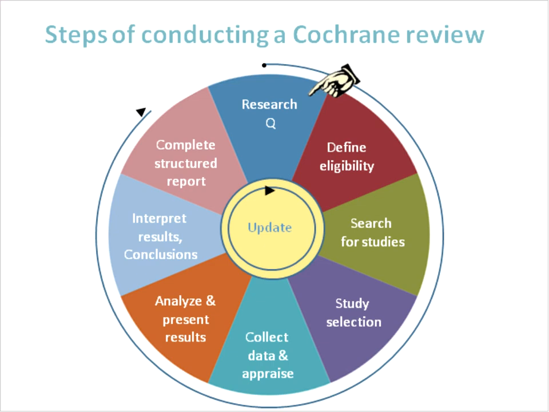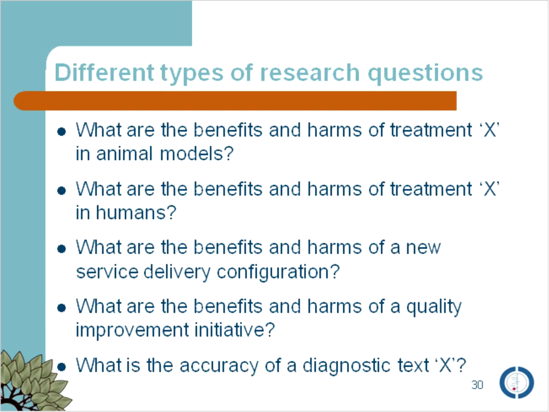Let's look at the steps of conducting a review, and the first step is setting your research question. There are two things that you need to do when you're developing your question. First, obviously, you need to identify what type of question you're asking.